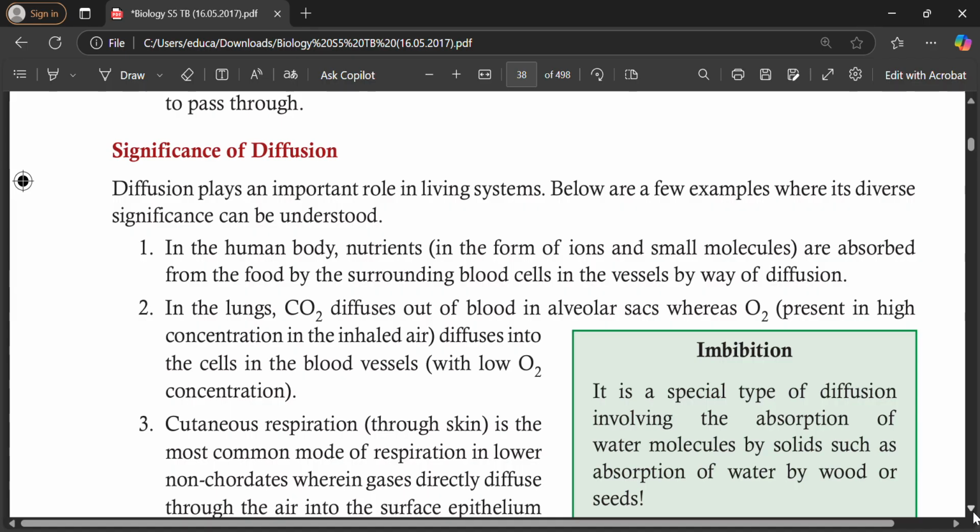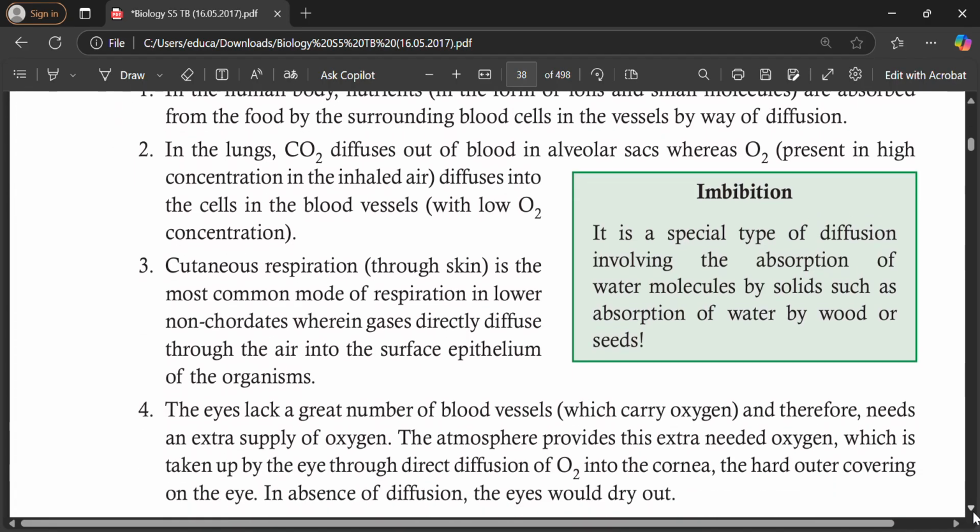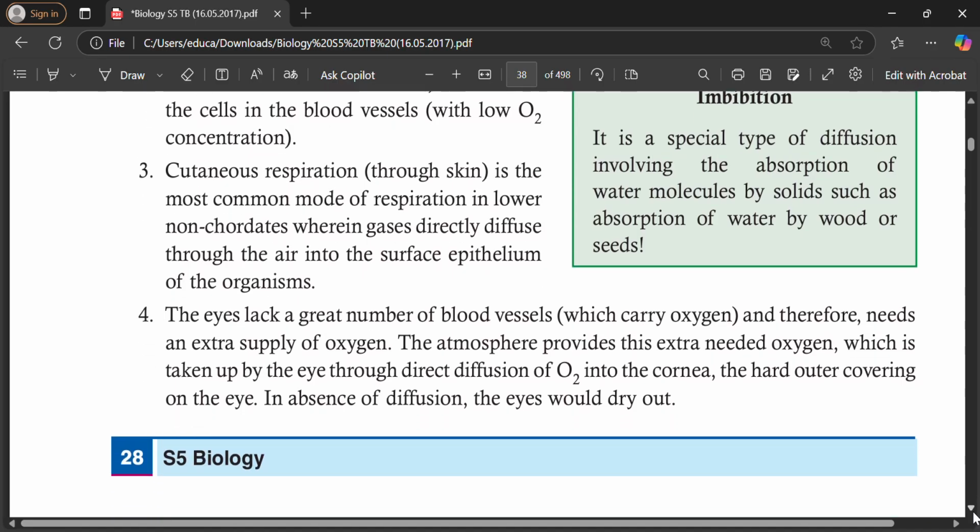Ni ukuvuga ngo muri lungs cyangwa se mu bihaha, carbon dioxide isohoka mu maraso y'umuntu ikajya mu tufuka tubika umwuka hakoreshejwe diffusion. Same thing happens kuri oxygen.